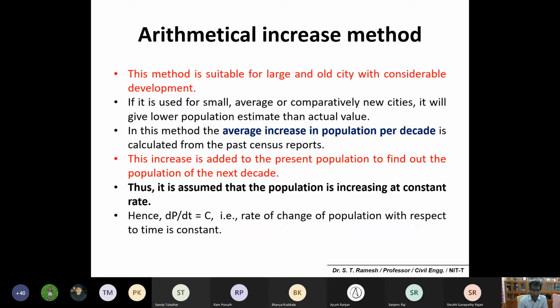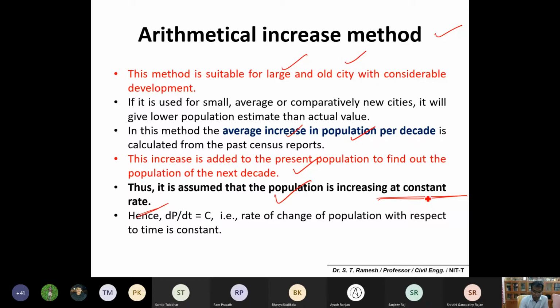Arithmetic increase we have also discussed. This is meant for larger and old cities with considerable development. You calculate the average increase in population per decade, and this increase is added to the present population to find out the population in the next decade. The assumption here is that population is increasing at a constant rate. So remember what type of situations you can use this method and what assumptions are followed. Those two points are important.